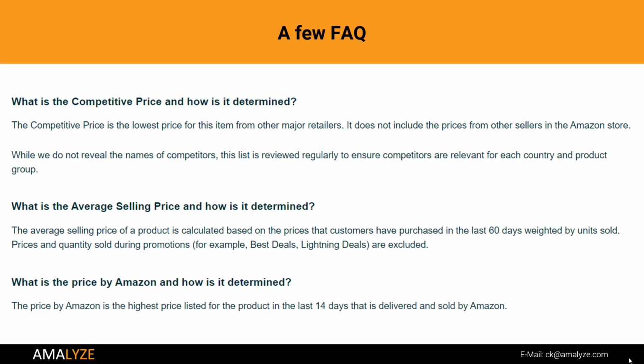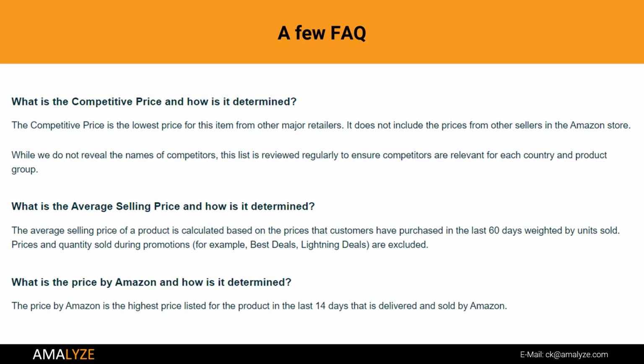The average selling price of a product is calculated based on the price that customers have purchased in the last 60 days, weighted by units sold. Prices and quantity sold during promotions, for example best deals and lightning deals, are excluded. Okay, this is the price by Amazon and how it is determined.